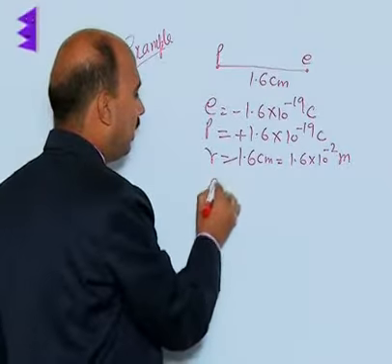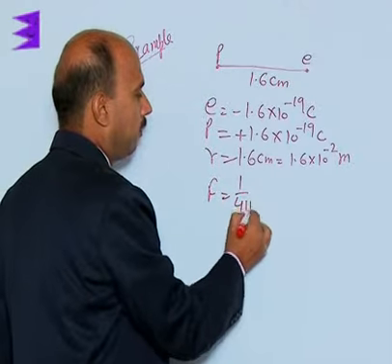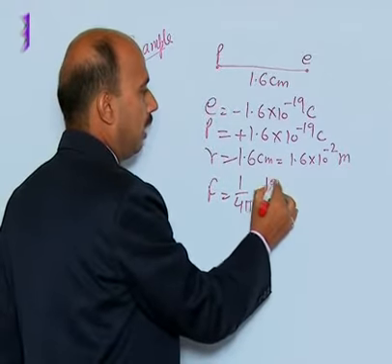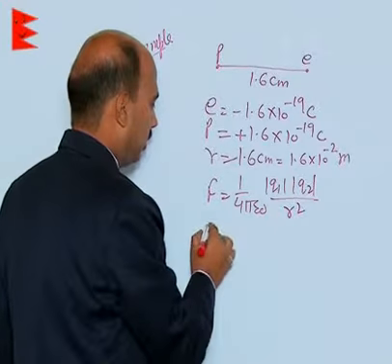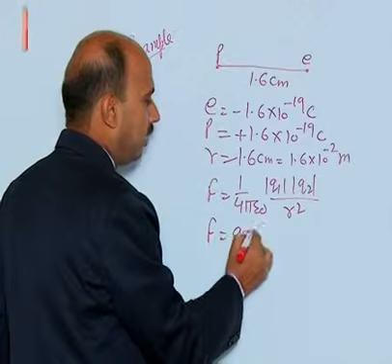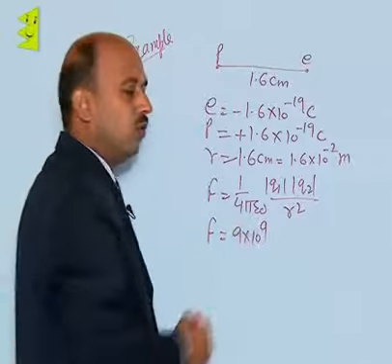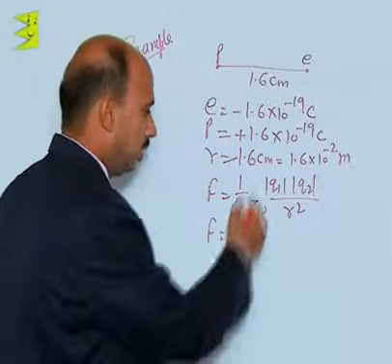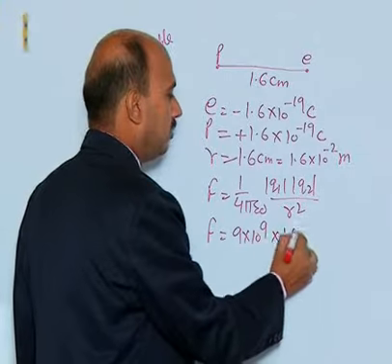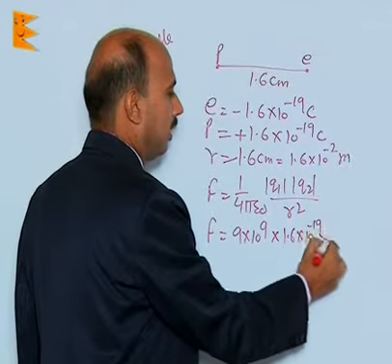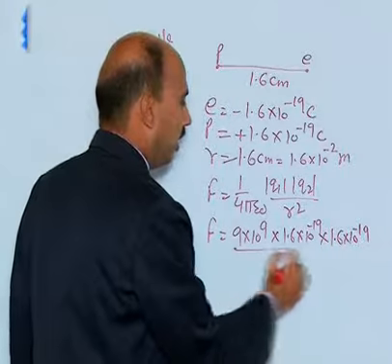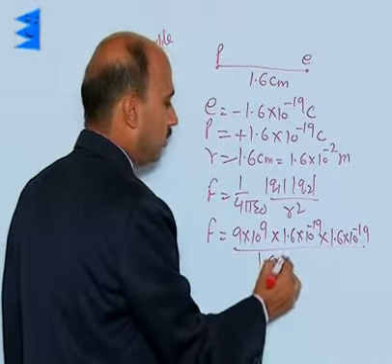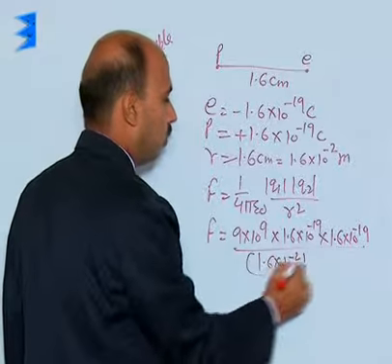Now force can be written here, F is equal to 1 upon 4 pi epsilon naught times magnitude of Q1 and Q2 divided by R square. So F is equal to 9 into 10 raised to power 9, that is the value of 1 upon 4 pi epsilon naught, into 1.6 into 10 raised to power minus 19 into 1.6 into 10 raised to power minus 19, divided by 1.6 into 10 raised to power minus 2 whole square.